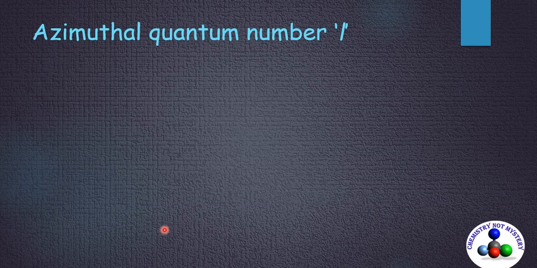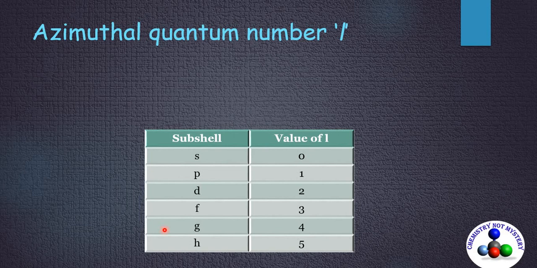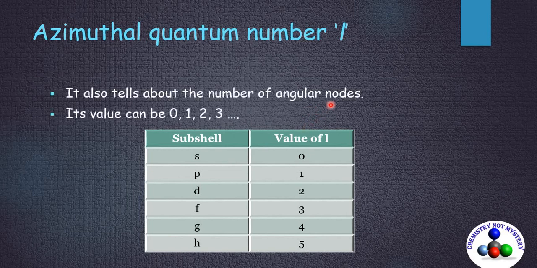The azimuthal quantum number also tells about the number of angular nodes. Its value can be 0, 1, 2, 3 and so on. For s, its value is 0, which means s has no angular node. For p, its value is 1, which means p has one angular node. For d, its value is 2, for f, it's 3 and so on.